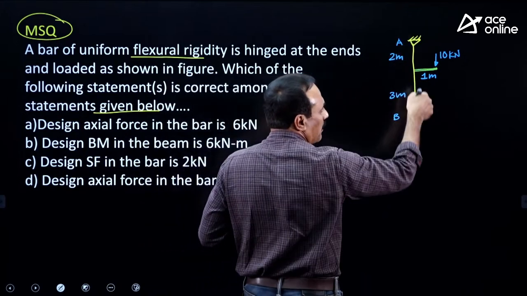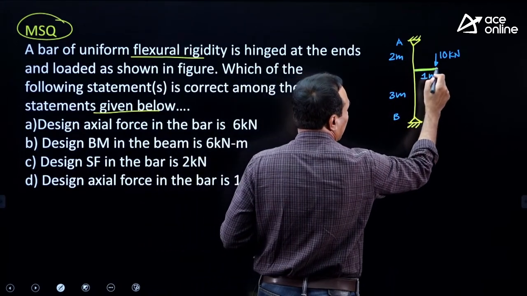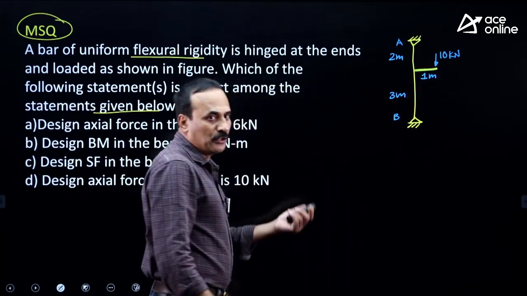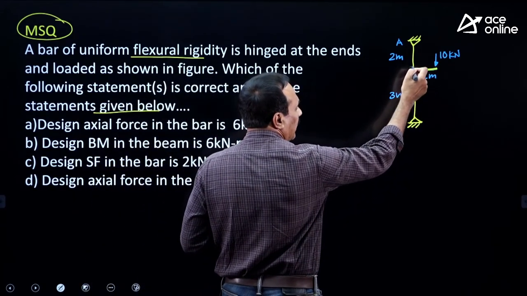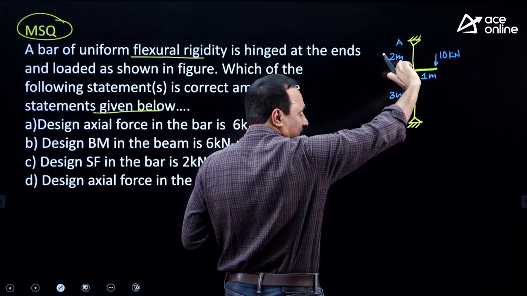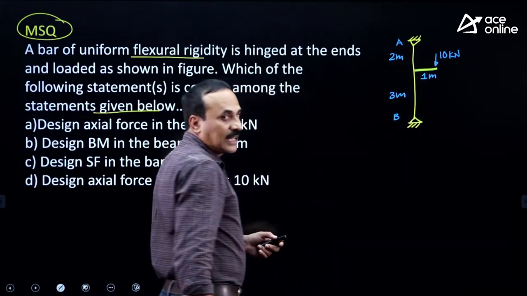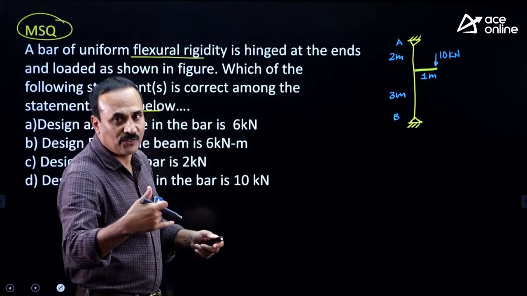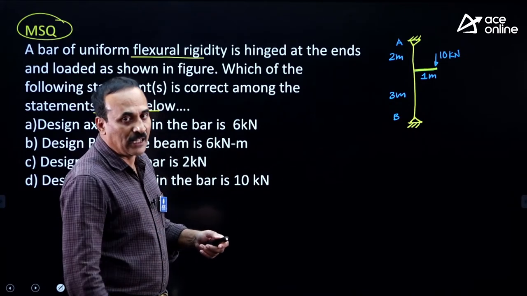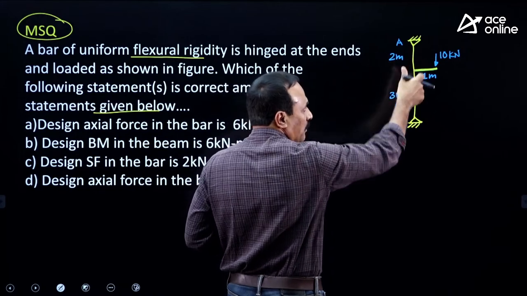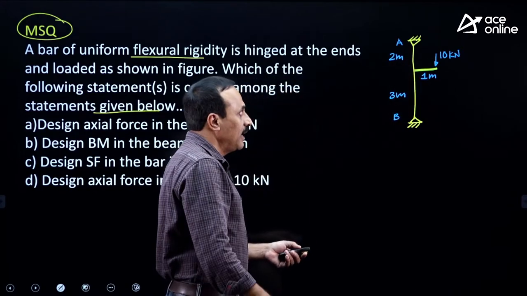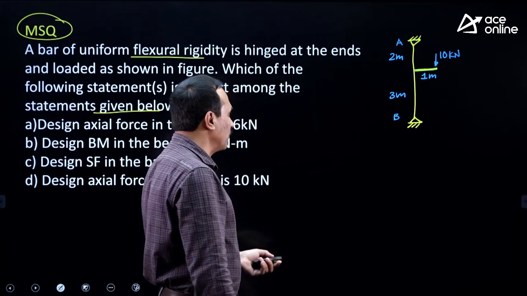So this is a member and there is a projection here. Over the projection, a 10 kN load is applied. You transfer this point load to here and that becomes an axial force. If you transfer the axial force not along its line of action, but to another line of action, there will be a moment also coming into the picture apart from the axial force.